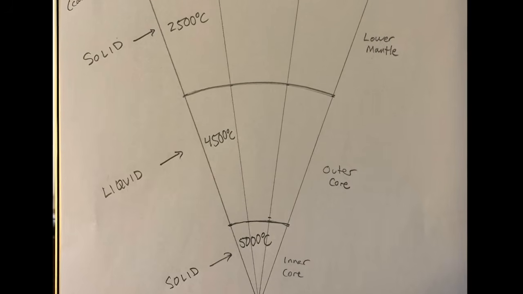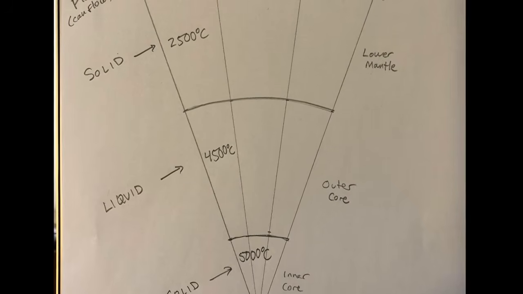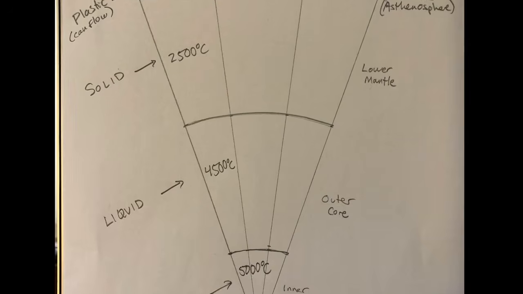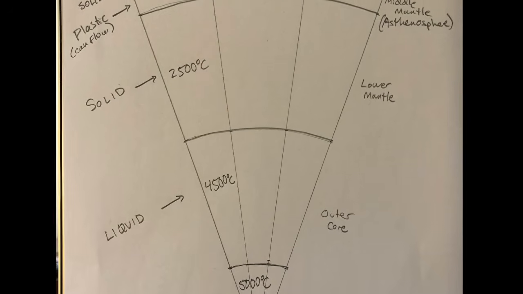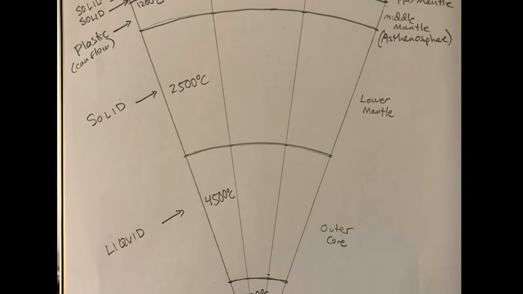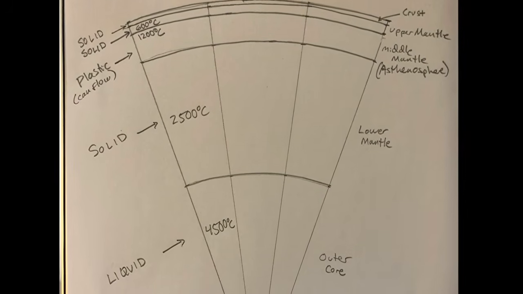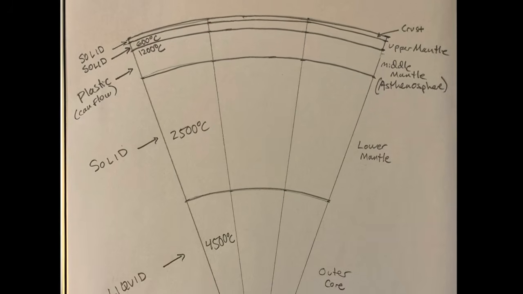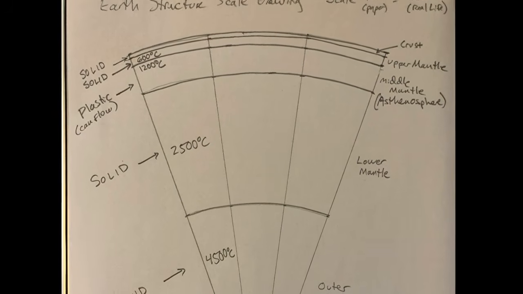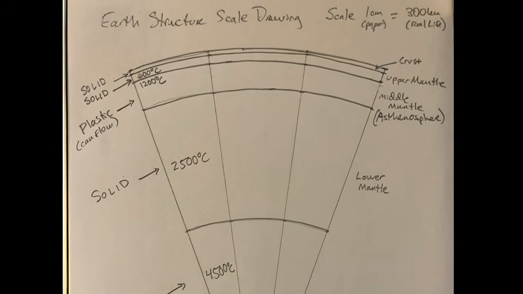As we go from the center outward, we can see that the temperature is 5,000 degrees Celsius at the center. It cools off as you get closer to the surface. We can see that it sort of has this alternating solid, liquid, or plastic layer. And of course, at the top, we have the scale labeled and we have a nice title.